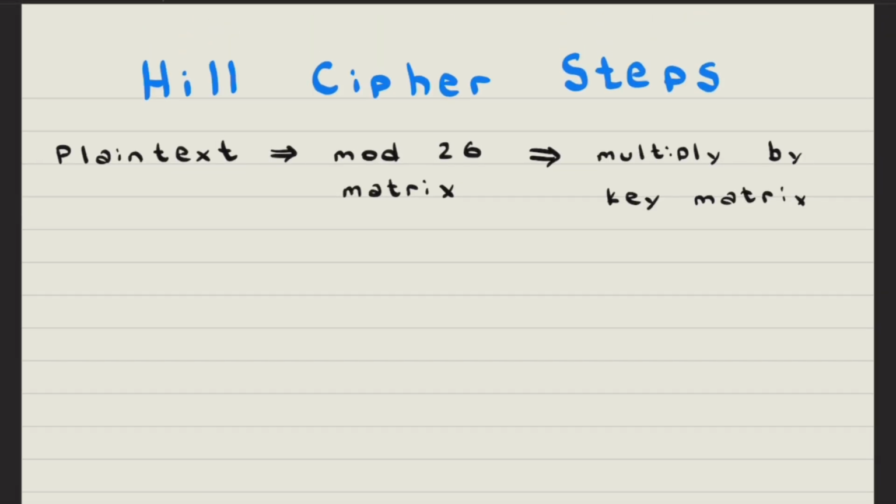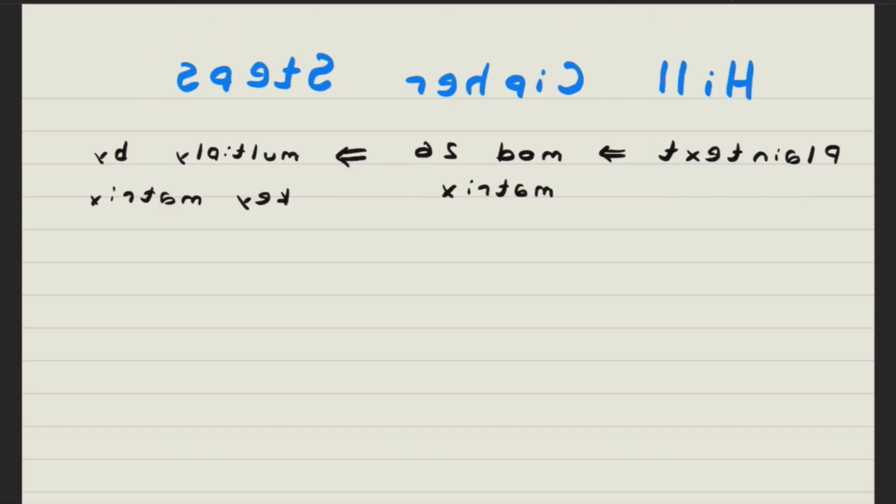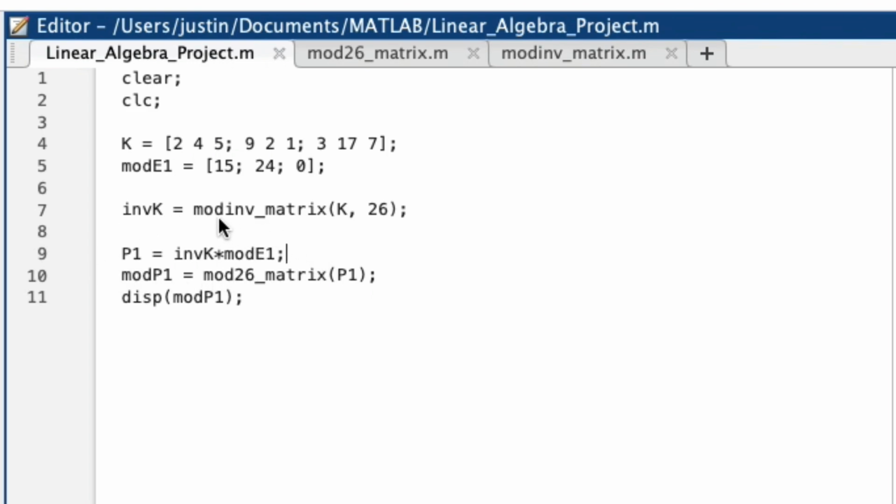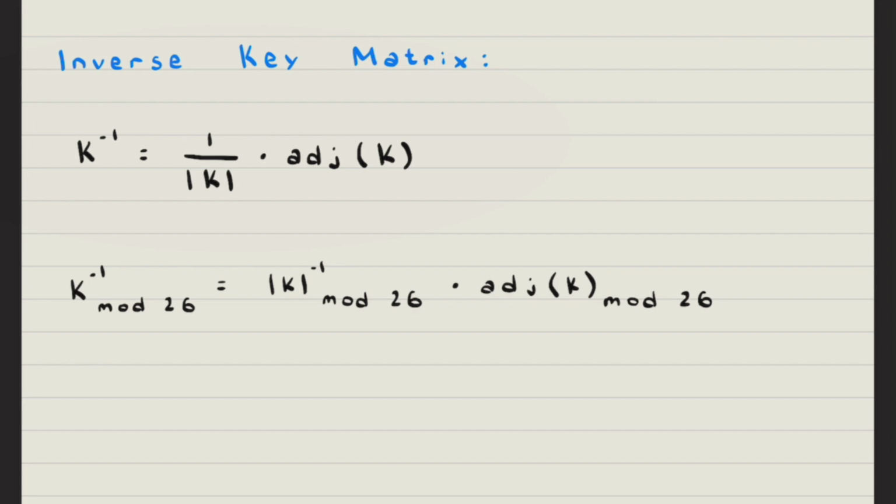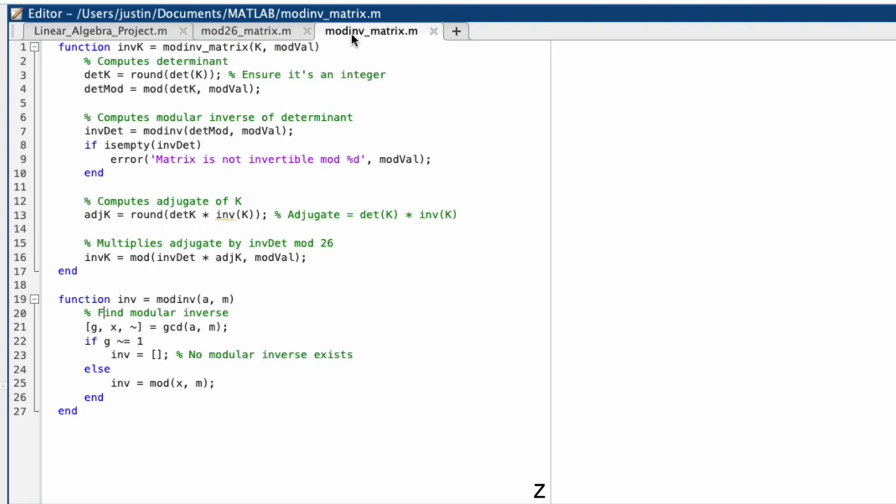Now that we have a fully encrypted message, let's try to decrypt it. Decrypting a Hill cipher is essentially the encryption process, but backwards. All we need to do is multiply the encrypted matrix by the inverse key matrix. However, we need to ensure that the inverse key matrix is still in mod 26. Using the regular inverse would give weird decimal points and wouldn't let us decrypt the message. This MATLAB function called mod inverse matrix will automatically find the inverse key matrix in mod 26. It works by finding the modular inverse of the determinant and then multiplies it by the adjugate.